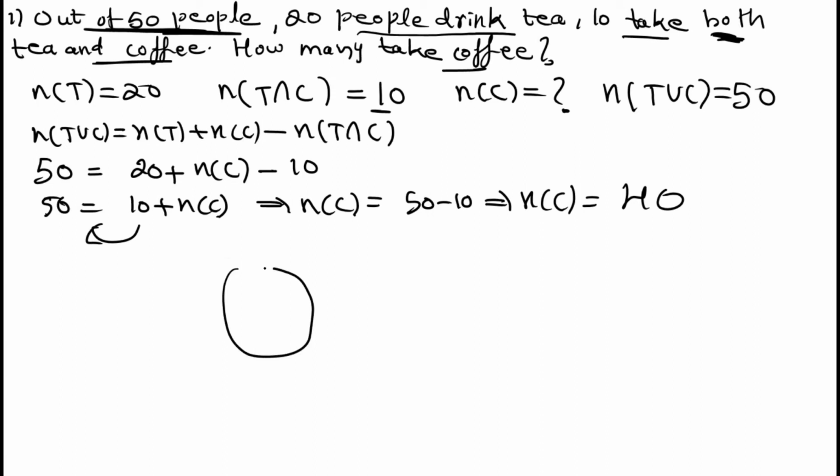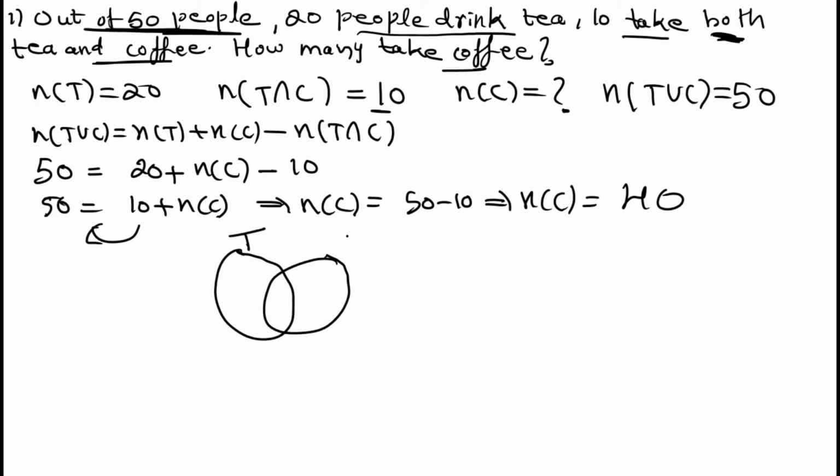Now draw the Venn diagram. Two circles: the first circle take it as T, the second circle coffee. Then you need to draw the universal set. It's very important. A rectangle represents the universal set. While drawing the Venn diagram, first you need to fill the intersection part, both tea and coffee. T intersection C is equal to 10.